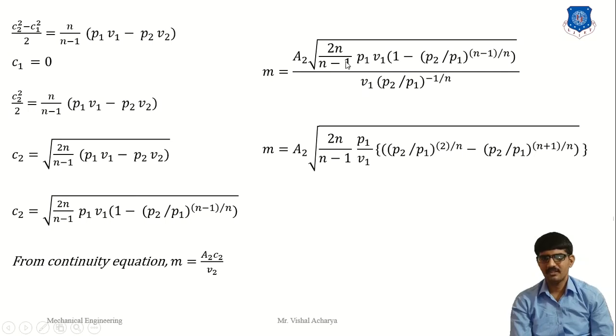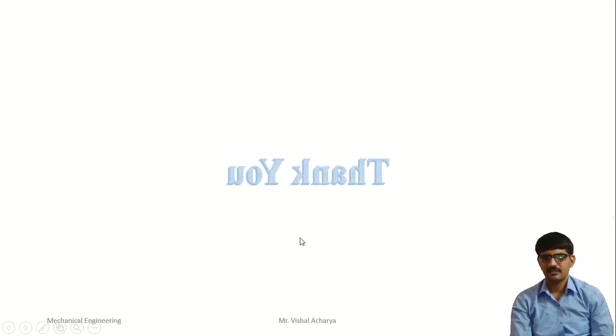Here we multiply by V1 square, so that P1 by V1 cancels out. P2 by P1 raised to 2 by n is multiplied under the root, so we get 2 by n minus 1 plus 2 by n, which is n plus 1 by n. So the mass flow rate of the steam nozzle is m is equal to A2 under root 2n upon n minus 1 into P1 by V1 into, in the bracket, (P2 by P1) raised to 2 by n minus (P2 by P1) raised to (n plus 1) by n. Thank you.